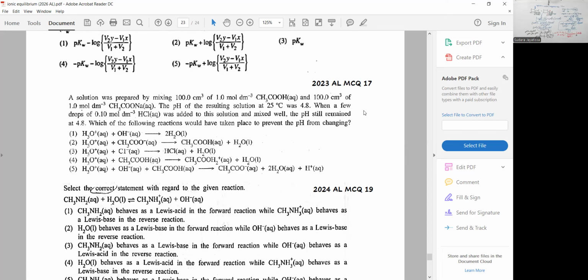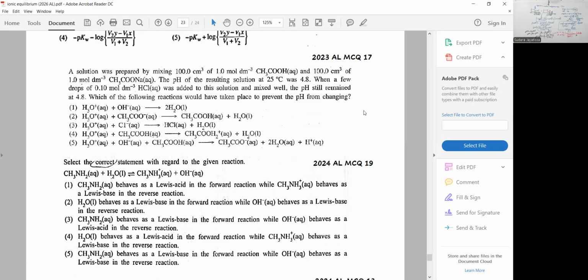Have you understood that question? It's an easy one. You need to remember this as a buffer. You need to tell about the buffer action. Okay, go to the next question. 2024 level. 2024 level.